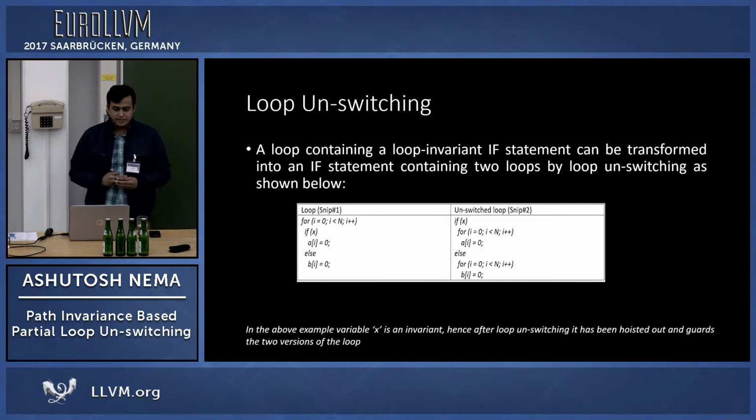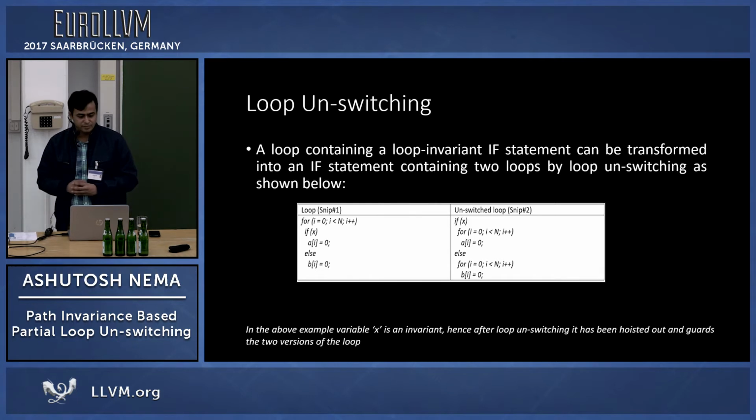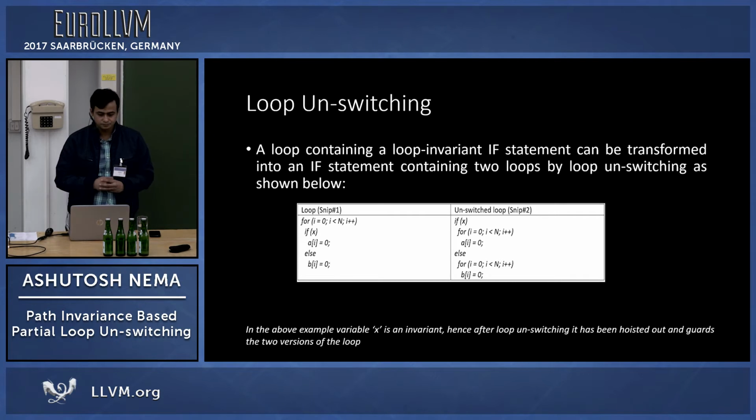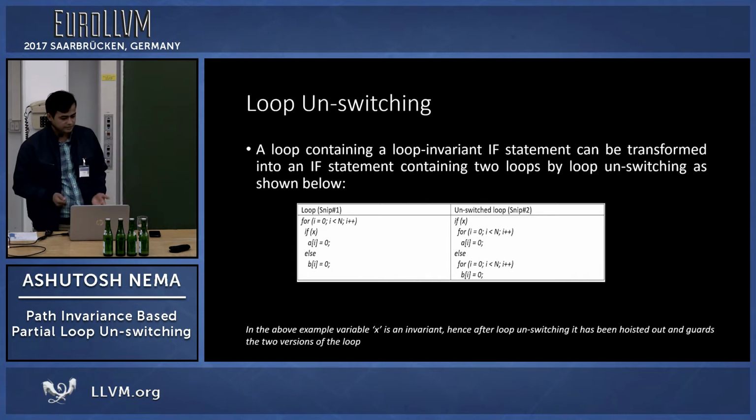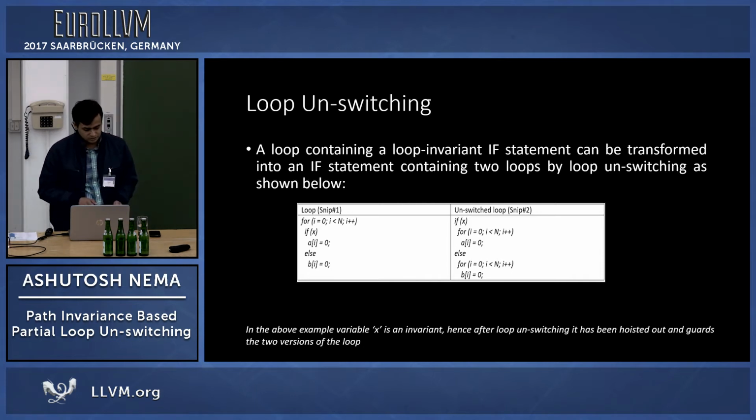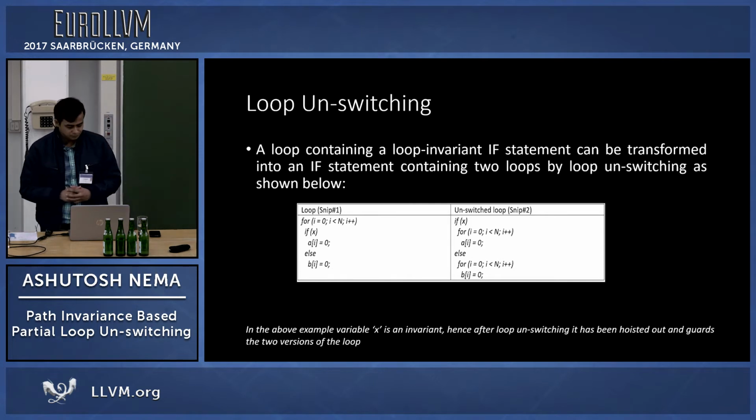A loop containing a loop invariant if statement can be transformed into an if statement containing two loops, as shown in the below example. So in snip 1, there is a loop iterating from 0 to n, and there is an if condition inside it, if x. When this condition is true, it executes a[i] = 0. When it is false, it executes b[i] = 0. So this can be transformed into the unswitched form only when the if condition is invariant.